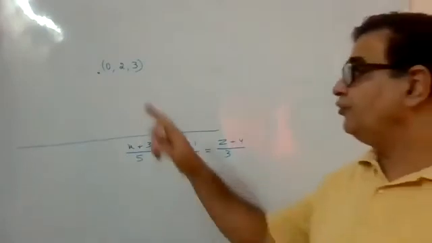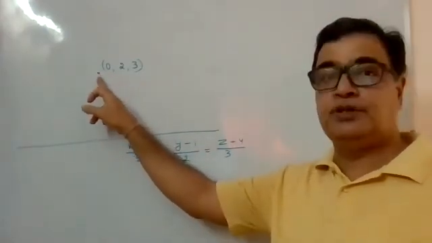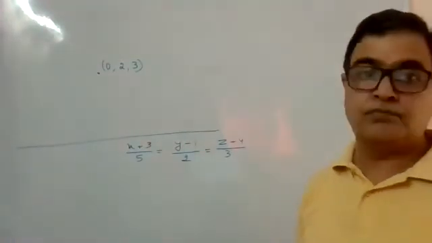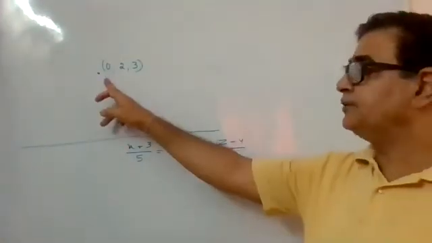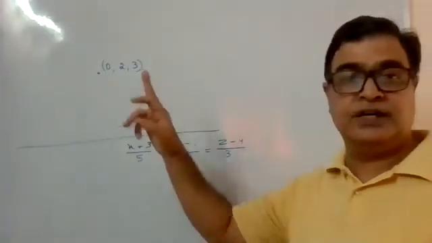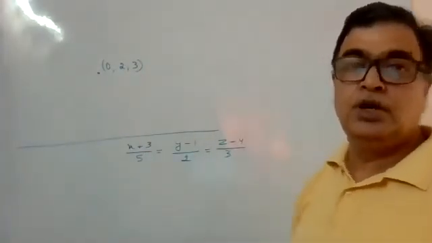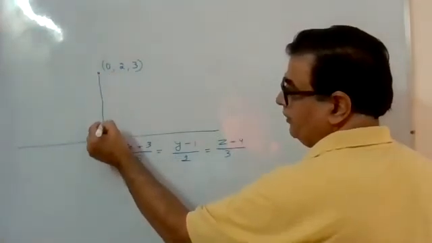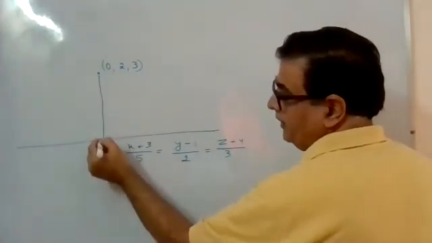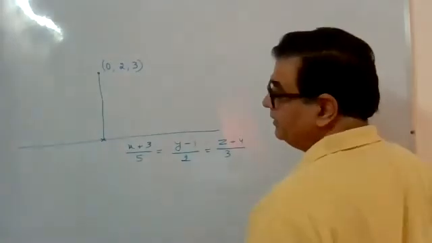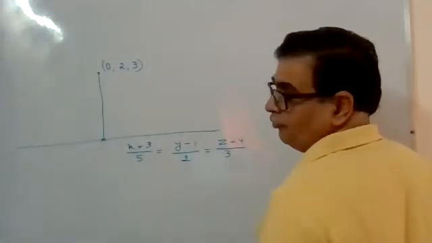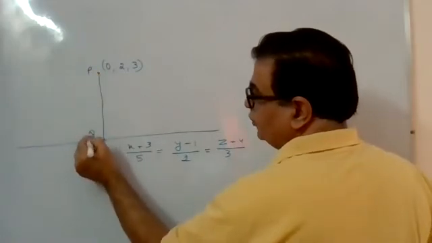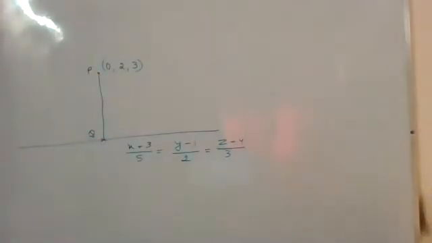The question is, find the foot of perpendicular drawn from this point to this line. From this point to this line, a perpendicular is drawn, and they are asking what is the foot of perpendicular. Foot of perpendicular means when you draw the perpendicular, it will meet somewhere on the line. This point is called the foot of perpendicular. Let this point be P and this point Q; they are asking you to calculate Q.